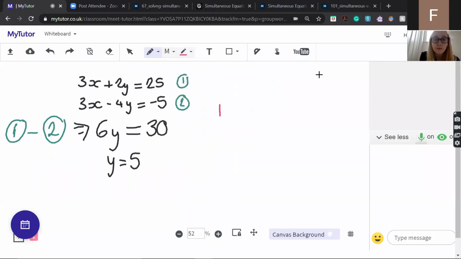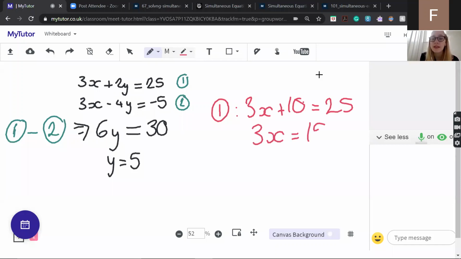And what we do is we say, well, we don't know x, so that's 3x. When y is 5, 2y is 10. So 3x plus 10 equals 25. So subtracting 10 from both sides gives us that 3x is 15. And then dividing by 3, x is 5.